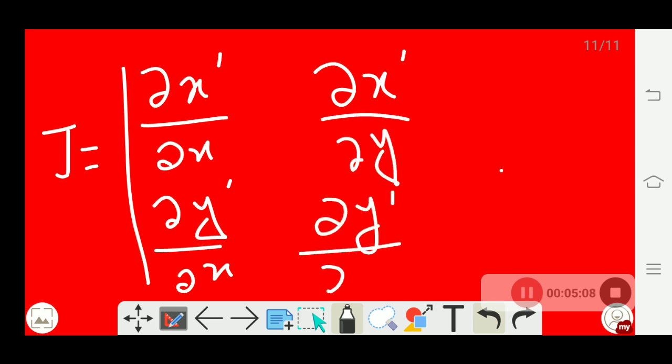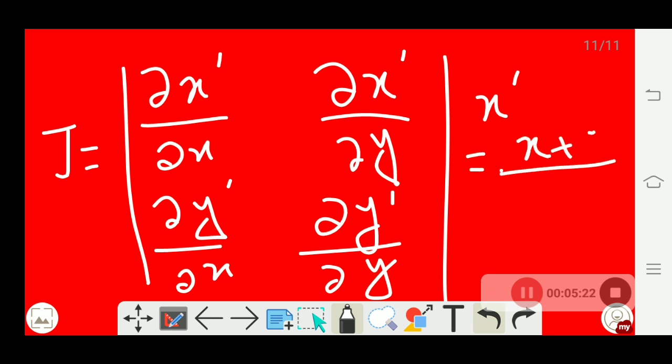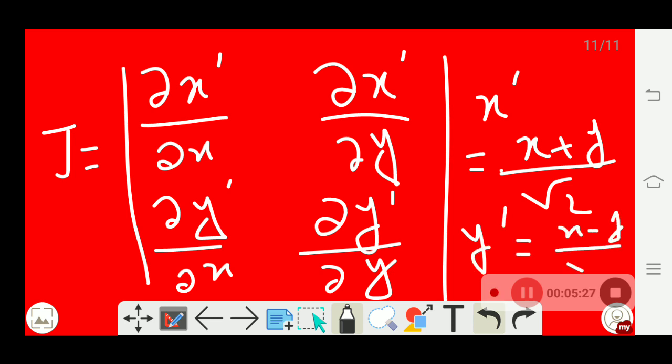Yeah, so this is our value. So now pause the video and calculate, which is very easy. Just a simple determinant by putting the values of x prime is equal to x plus y over root 2 and y prime is equal to x minus y over root 2.